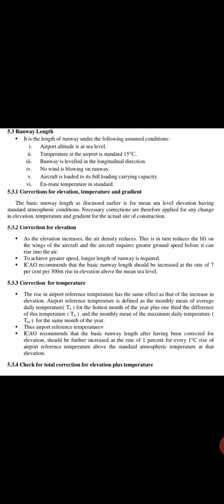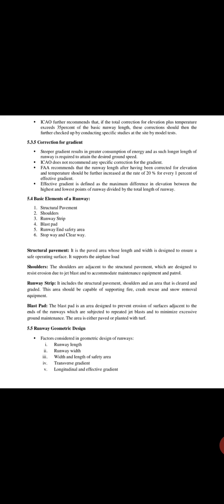ICAO recommends that the basic runway length after having been corrected for elevation should be further increased at the rate of 1% for every 1 degree Celsius rise of the airport reference temperature above the standard atmospheric temperature at the elevation. Check for the total corrections for elevation plus temperature. ICAO further recommends that if the total corrections for elevation plus temperature exceed 35% of the basic runway length, the correction should be further checked by conducting specific studies at the site by model test.